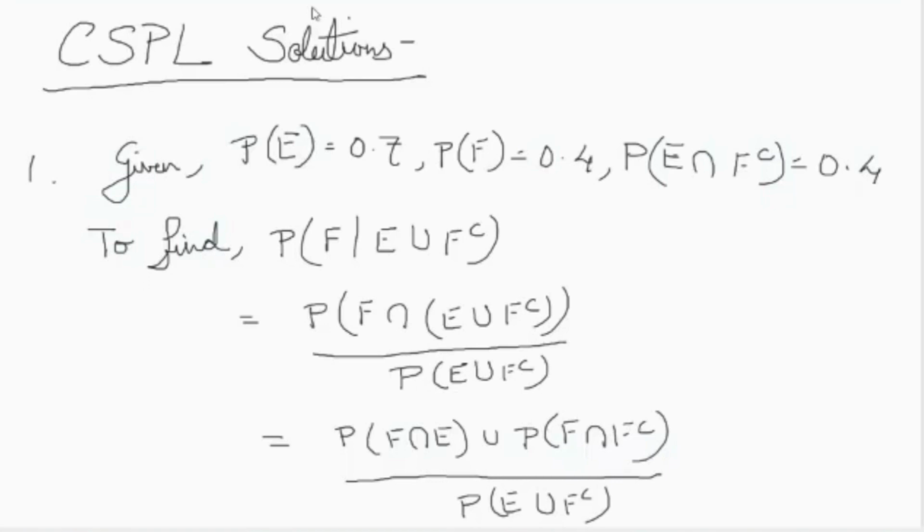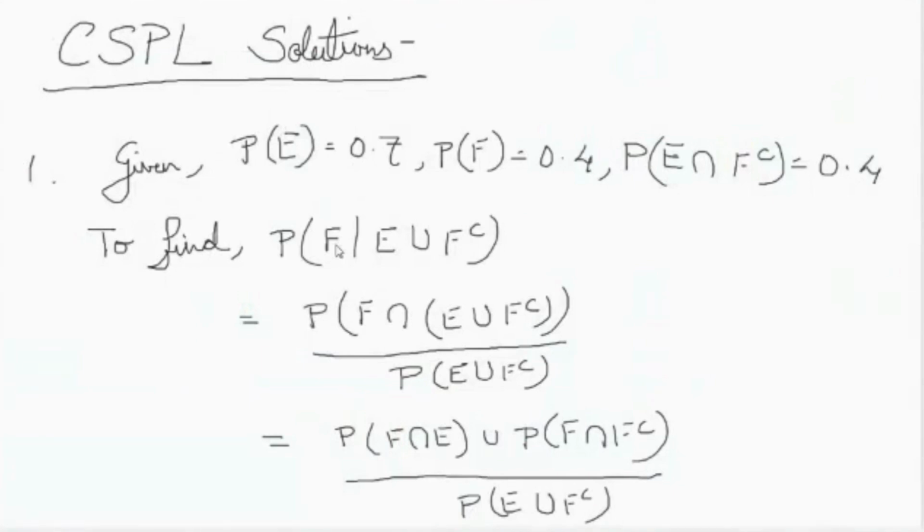Here, we are provided with a problem with two events, E and F, and we have probability E and probability F and probability E union F complement provided to us. And we have to obtain probability F given E union F complement.